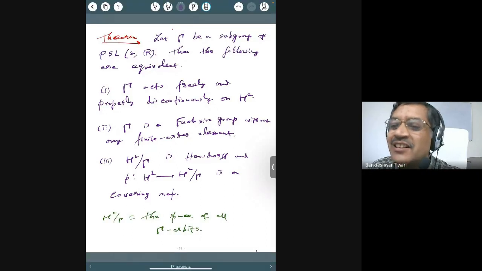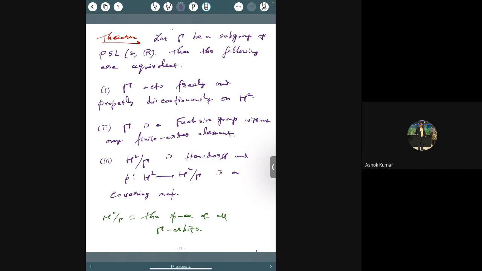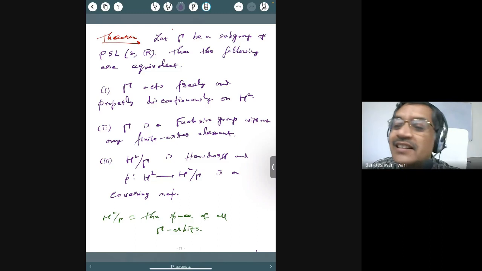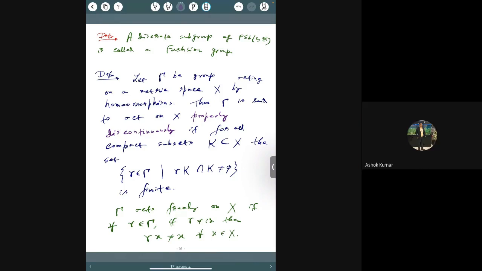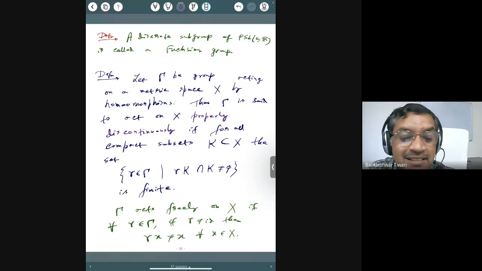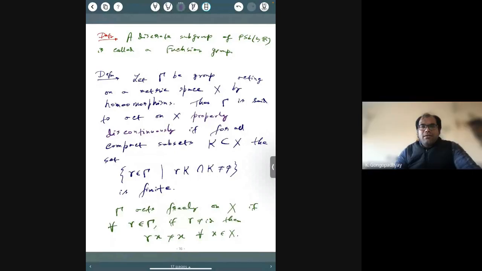What is the meaning of properly discontinuous on H2? This is just a definition. You take any compact subset, then the set of all elements from gamma that intersect this compact subset in a non-empty way. If this set is finite, then it is properly discontinuous. Maybe it's better to find some examples and non-examples, then one can better understand.